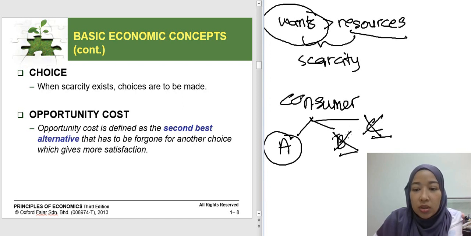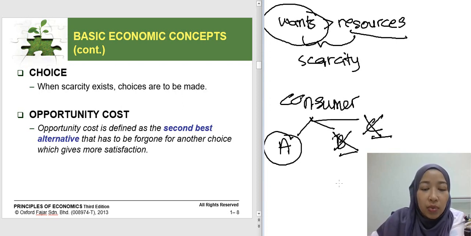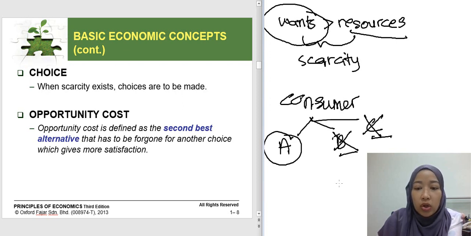So what do we call product B and product C? We call them the opportunity cost. The cost that you have, the other products that you have to forego in order for you to get product A. So B and C are actually the cost that you need to bear in order for you to get the best choice, which is product A.